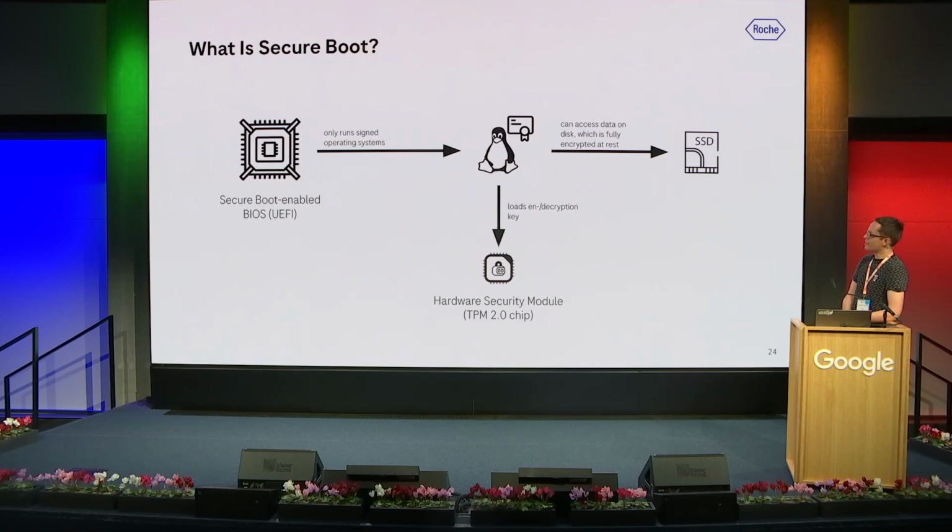And with this we have a full chain of trust, right? The BIOS only loads signed images or signed OSs. The OS can then load the key from the TPM only if it's one of these signed kernels, and then it can access the data on the disk. So even though somebody could take away the machine, typically they don't get access to the data because the only system they can actually run is the original OS we intended to run on this device.